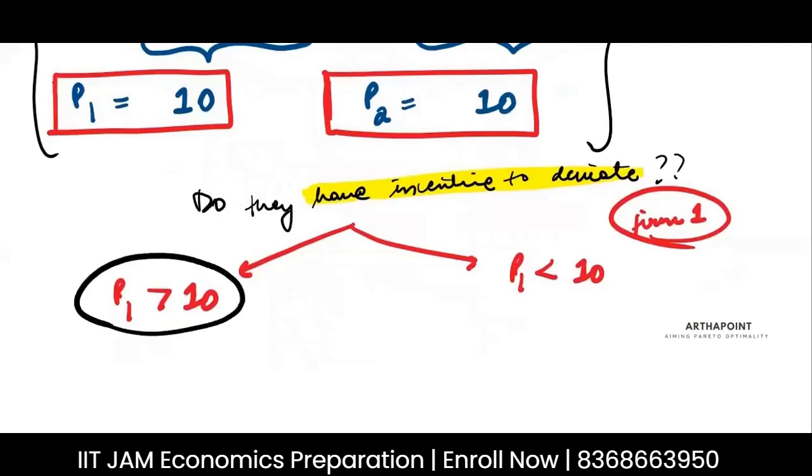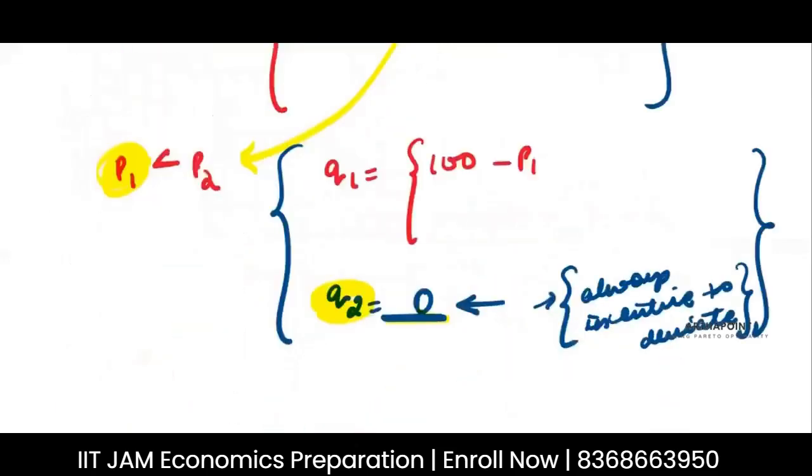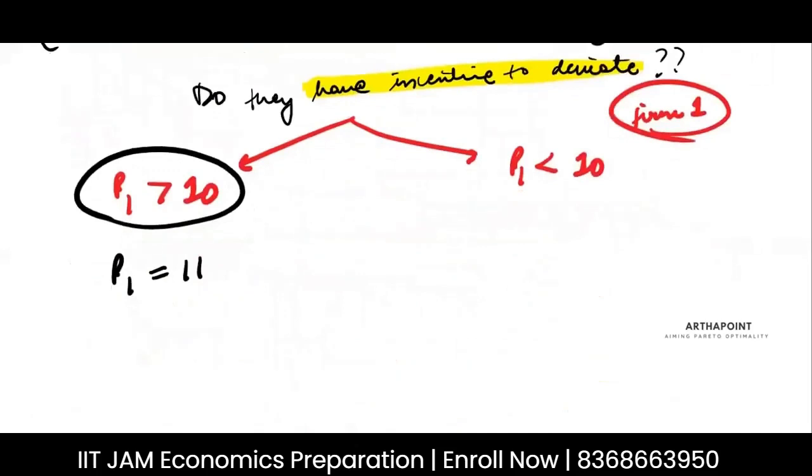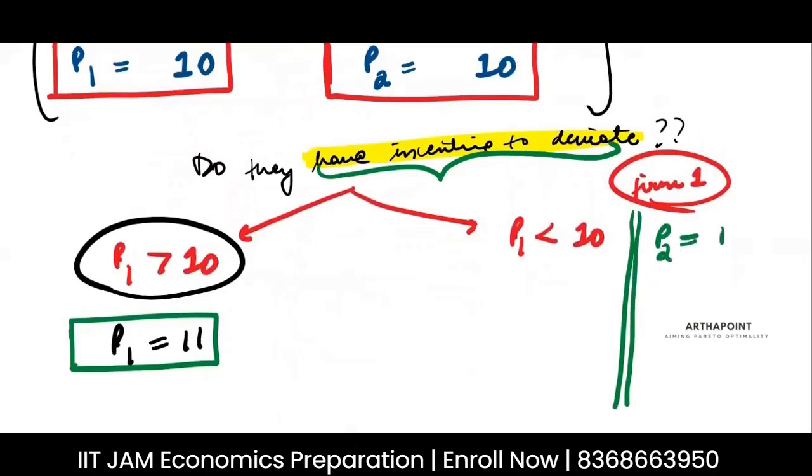If it charges higher than 10, suppose firm 1 charges 11. Notice here, they can only take integer values. So you cannot have prices as 10.1, 10.2, 10.3. That cannot be the case. So let's say that firm 1 deviates and firm 1 starts charging 11 rupees. And whenever you talk about incentive to deviate, you make sure that you hold firm 2's action constant. So firm 2 is still charging 10 rupees. Firm 1 has deviated and started charging 11.